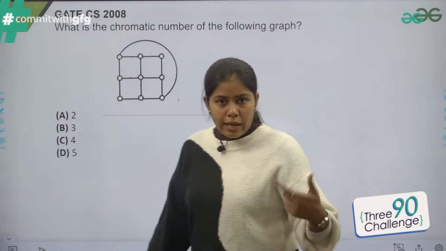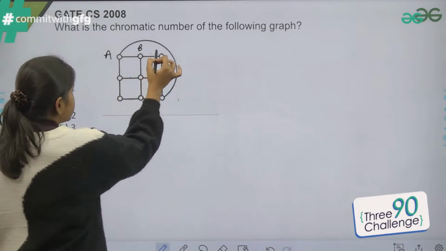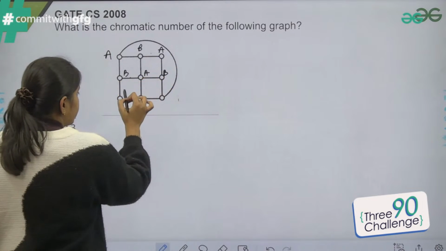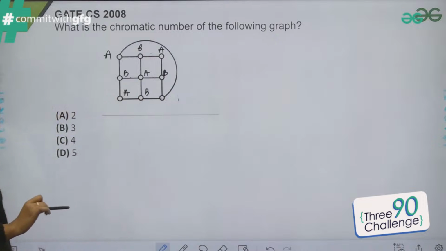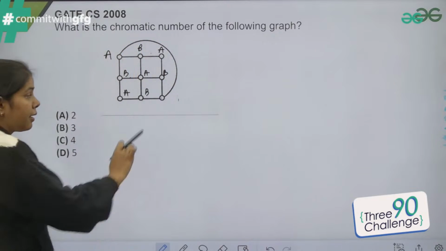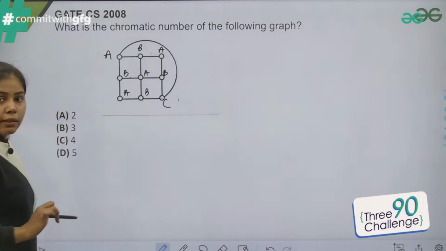So what would I do? I'll start coloring. Let's say I'll give color A to this, B to this, then A, then B, then A, then B, then A, then B. But here I cannot give either A or B, right? If I give A, then it is adjacent to an A vertex. If I give B here, it will be adjacent to this B vertex. So I'll give another color, that is C.